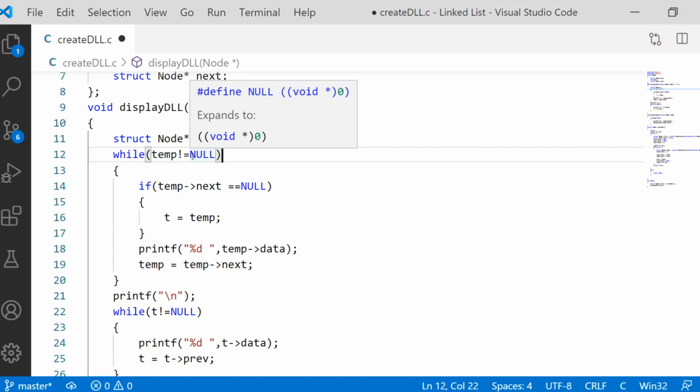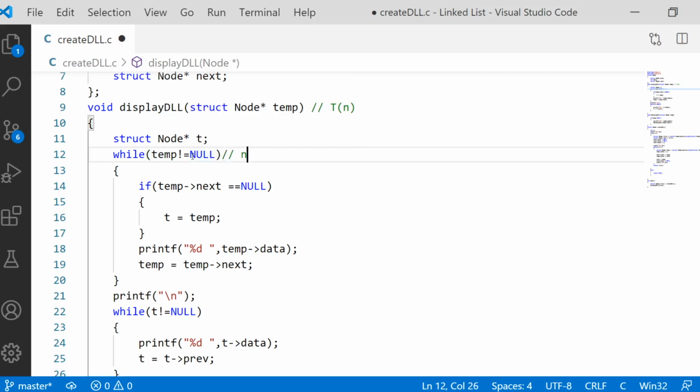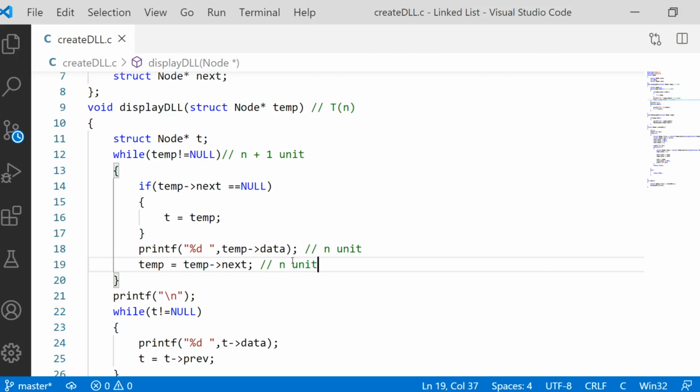But the checking is done and time is consumed. So for n nodes plus null, 1. Totally n plus 1 times the condition is executed, so n plus 1 unit time will be taken for this condition. If the condition is checked n plus 1 times, then the body will be executed only n times, because when the condition is false it will not enter inside. So printing temp of data will take n unit time, and doing temp equal to temp of next will take n unit time.